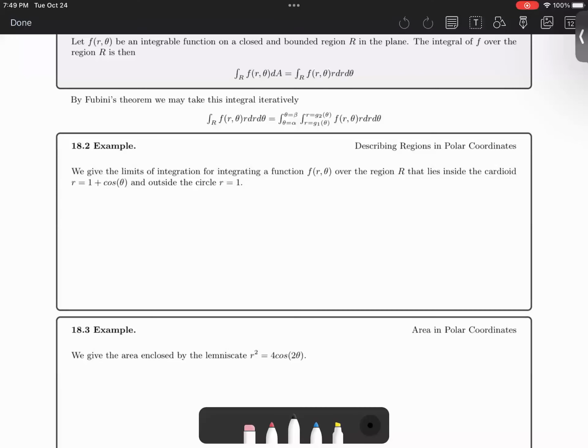Let's work on integrating in polar coordinates with example 18.2. Here, we're not going to integrate. We're just going to describe a region. So I want to give bounds to my iterative integral in polar coordinates. All right, let's look at the region R that lies inside the cardioid r = 1 + cosine theta and outside of the circle r is equal to 1.